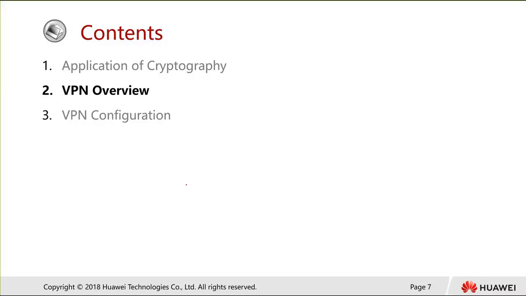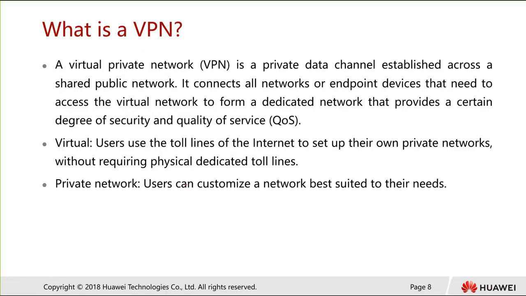VPN overview. So now we talk about VPN overview. So what is VPN? VPN stands for Virtual Private Network. It's a private data channel established across a shared public network. It connects all the networks or endpoint devices that need to access the virtual network to form a dedicated network that provides a certain degree of security and quality of services. Wow, this is a long definition of VPN.